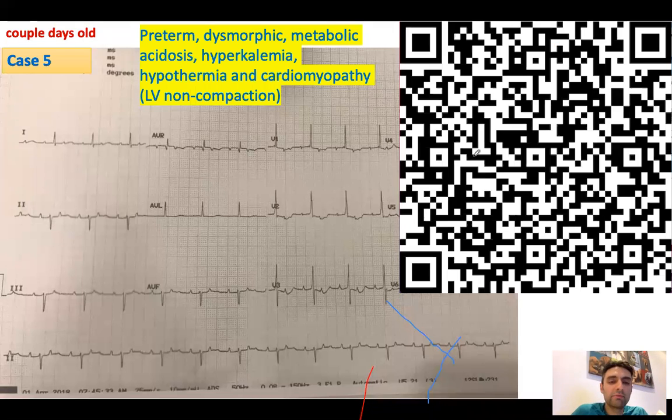Case number 5, a couple of days old. This is one of my first patient encounters when I came. This is a patient who was somewhere else. He was a preemie, dysmorphic, had metabolic acidosis. He was hyperkalemic, hypothermic, not intubated. He had LV non-compaction, and this was his ECG.